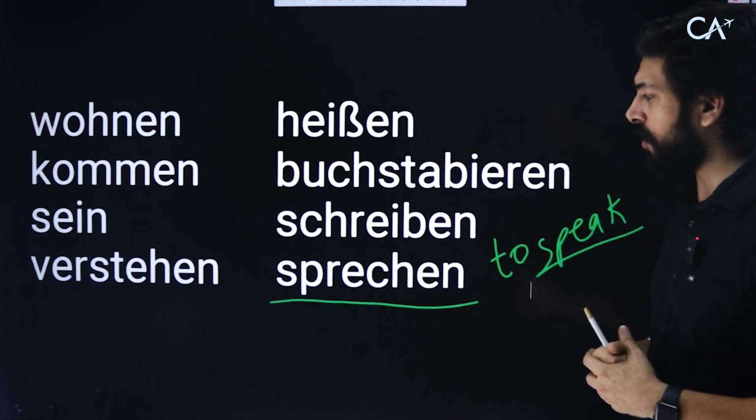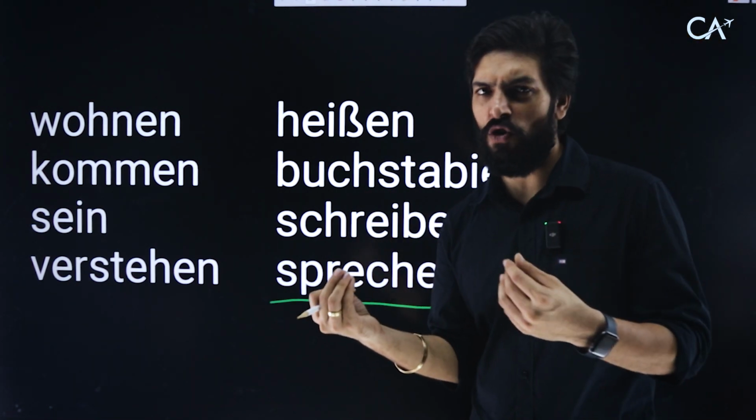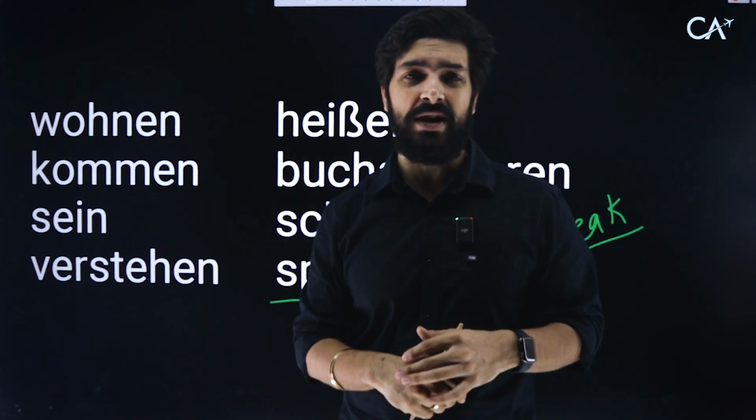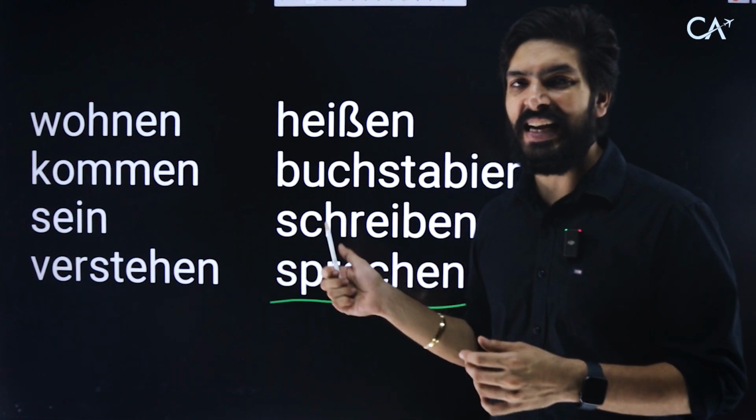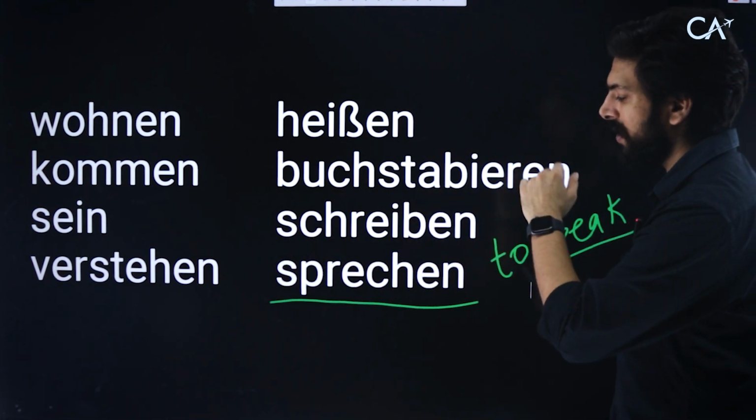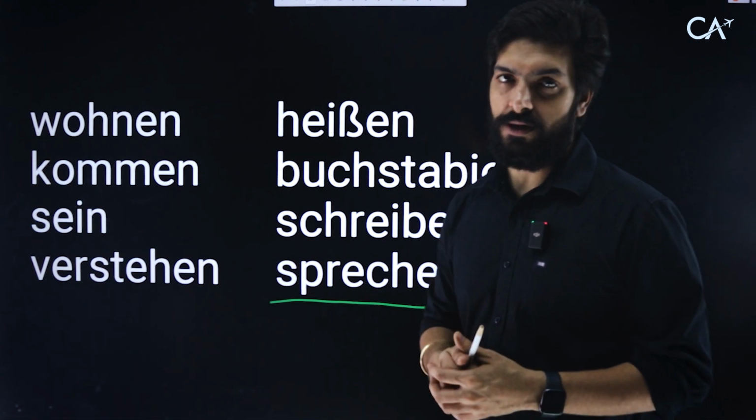I want you to take a screenshot or write them down in your notebook and have quizzes with them. Basically ask yourself, what is wohnen, what is schreiben, what is buchstabieren, what is sein. Try to remember these 8 essential verbs that you will need anyway in A1. We'll need more, but these are the most essential ones.